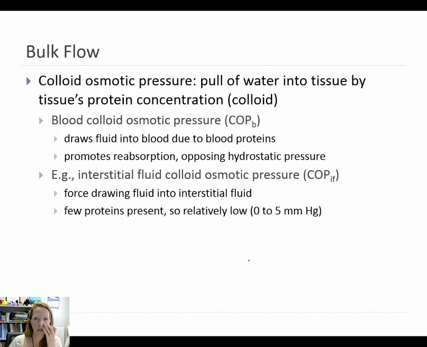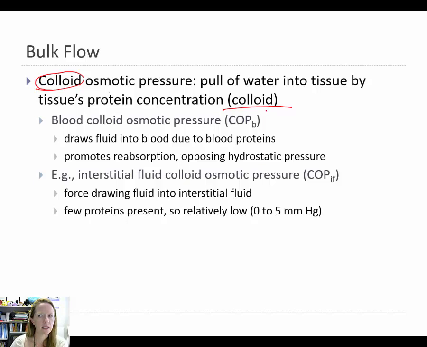Now let's take a look at colloid osmotic pressure. And this is going to kind of tell you where the whole osmotic pressure is going to come from. So remember osmosis, and it's going to be that movement of water, and usually it has to do with solute concentration, right? Because water likes to move where there is going to be more solutes, right? Water follows solutes. So colloid osmotic pressure is basically the pull of water into the tissues because of the colloid.